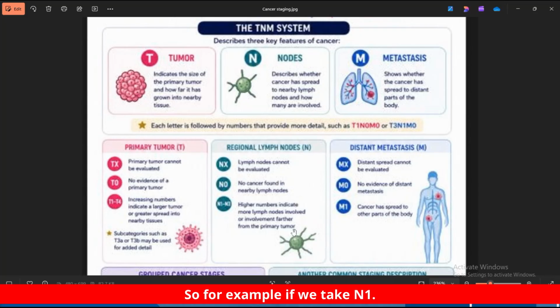So for example, if we take N1, it means the patient has cancer in only one lymph node. N2, like the patient had cancer spread to 3 lymph nodes. If you take N3, the patient had cancer in all lymph nodes. So that is the difference between these lymph node stages: NX, N0 and N1 to N3.